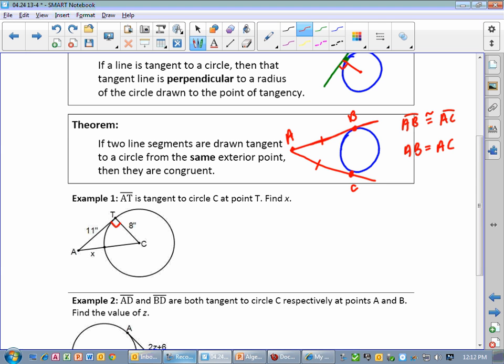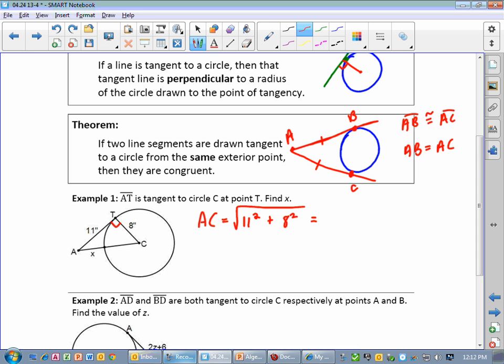Well, now what shape is CAT? It's a right triangle. So we can use the Pythagorean theorem to find AC, right? Now, which is not what we're looking for, but we can find it. So let's go ahead and find AC. So let's see, Pythagorean theorem. AC is the hypotenuse, right? It's the longest side across from the right angle. So the square root of 11 squared plus 8 squared.